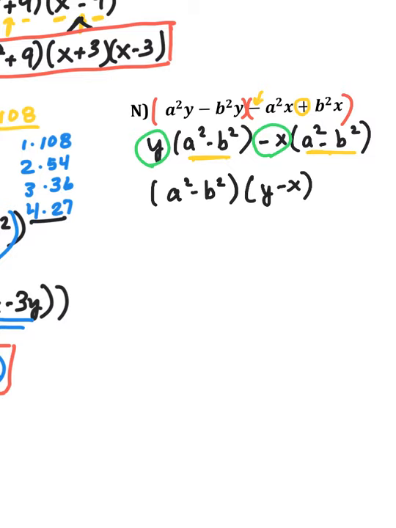Okay. It looks like we're done, but we're always asking ourselves, can we further break anything else down? This a squared minus b squared should look familiar to you. A difference of perfect squares. Final answer: a plus b times a minus b, and bring down that last factor, y minus x.